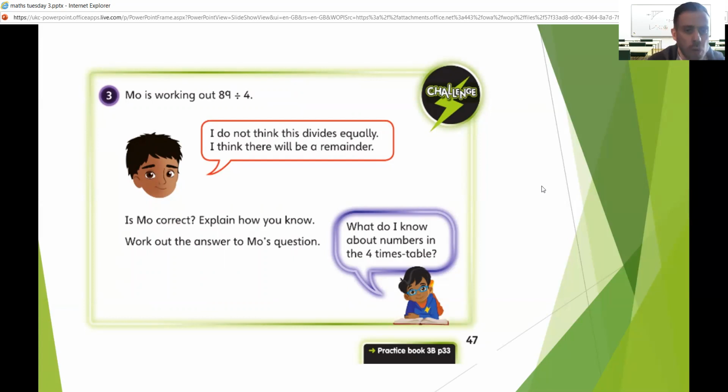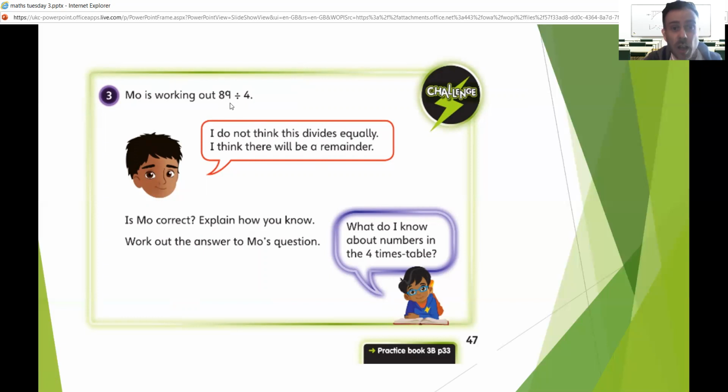Okay, so Mo was correct. Well done, Mo, for being so clever. We know that because of what we were talking about earlier, right at the beginning. 4 is an even number. 9 isn't. So 89 isn't. So that will not work. We know that all our numbers in the 4 times table, and this is what this chap down here is saying, are going to be even numbers. So that means it can't be shared equally. 89 is not an even number because it ends in a 9. Okay, so we know that there must be something left over. Okay, that's how we know.